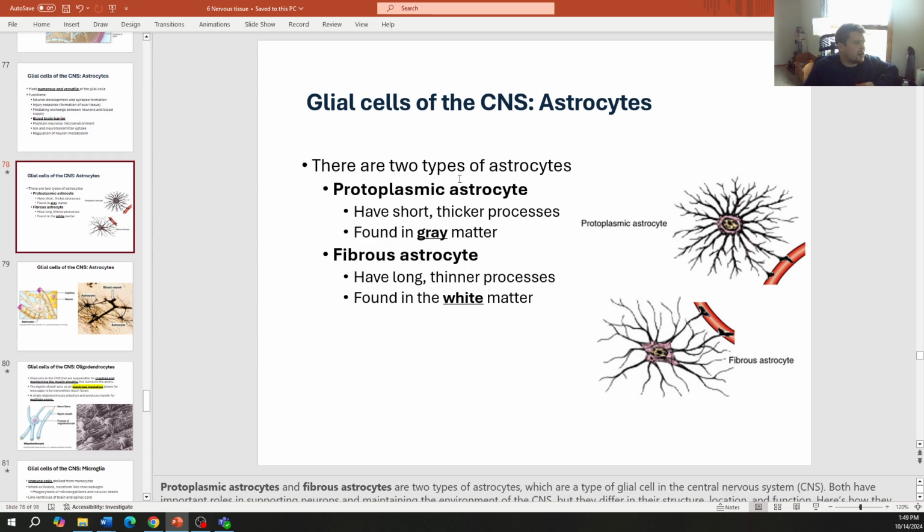This is more just, recognize the names, and not all of the details are super, super important. Just the name, the location, and these little processes. Both of them are doing the same types of work.